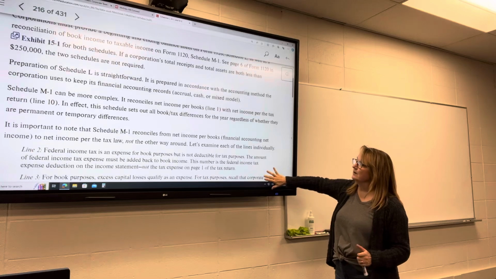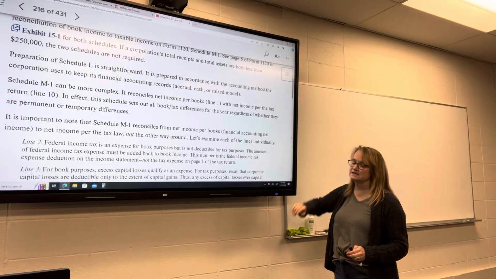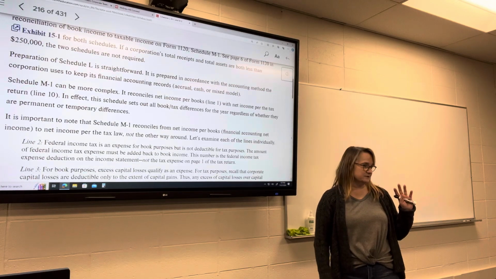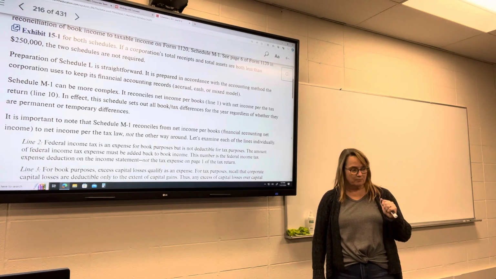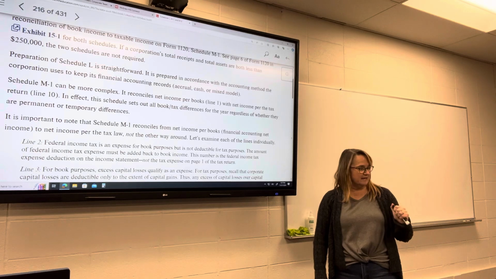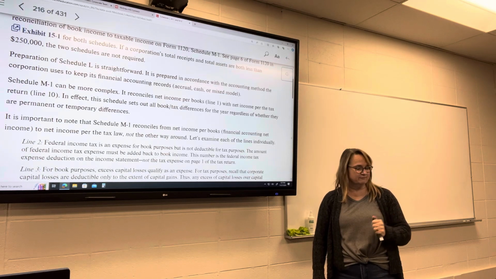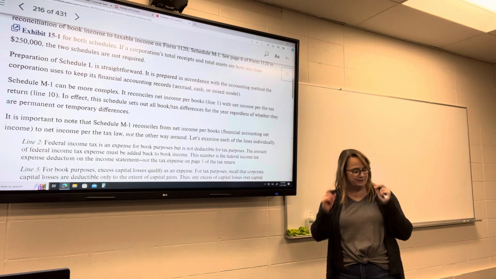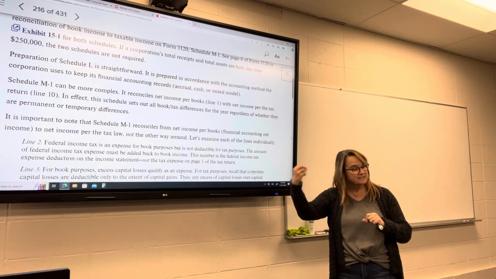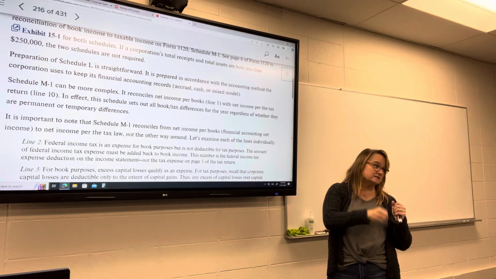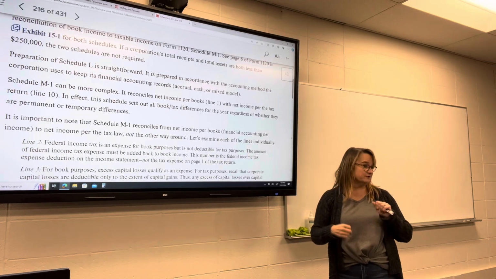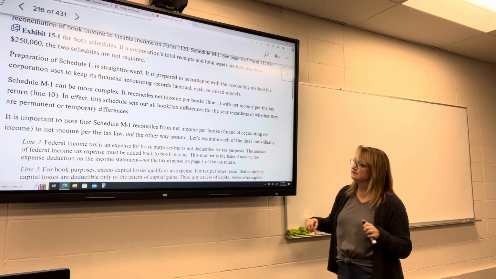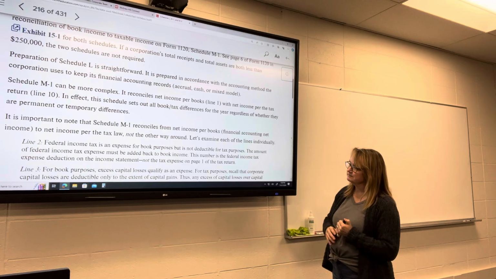The M1, however, has a lot. You have to really think through a lot of this stuff. You have to stop and slow down and think through how this M1 works, because you're adding and subtracting items from our income per books, and you have to think, did this increase net income or did this decrease net income, and is it a difference between how it's treated for tax purposes? It can get kind of hairy.